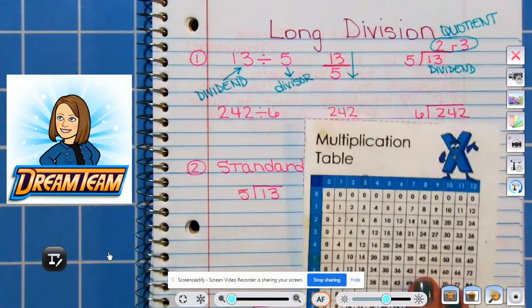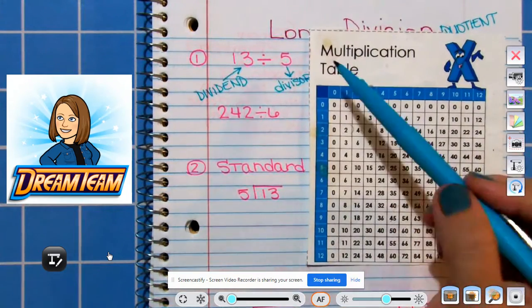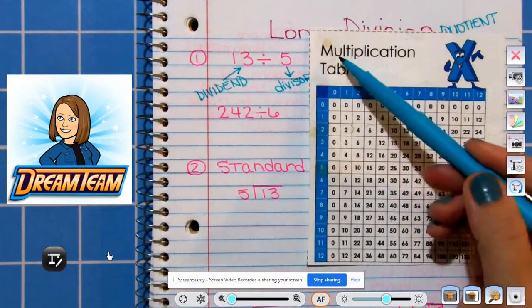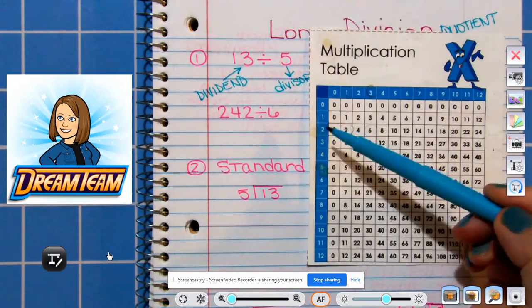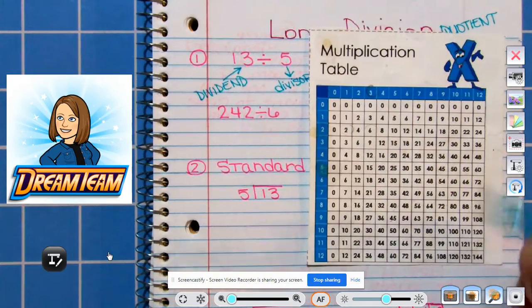All right, I have my multiplication table, which I'm not sure what happened to it. I think Braden got some spots on there. It'll still work.